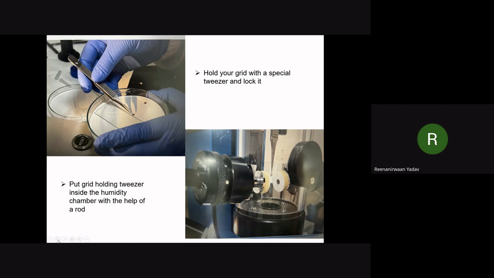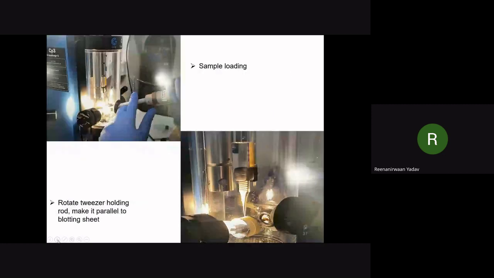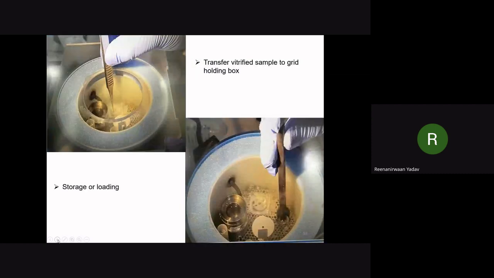And then next, we load our sample, that grid, and rotate the tweezer parallel to the blotting arm and press the start button, which provides force to the plunging arm, and then blot our sample here. Next. And very suddenly it goes deep into the ethane cup.